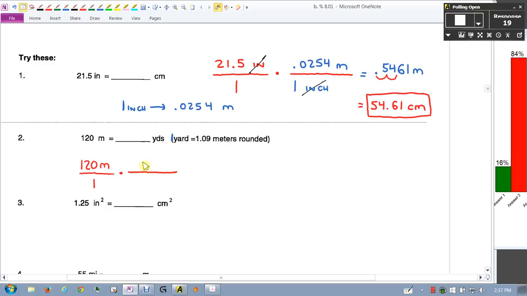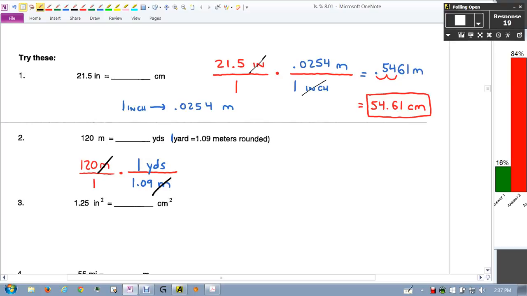So which goes where here? One what on top? 1 yard over 1.09 meters. The meters will cancel. See, if you flip it the other way, the meters don't ever cancel, right? So you have to get the cancellation.